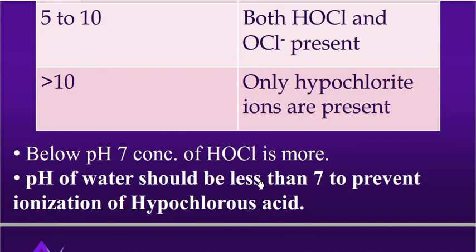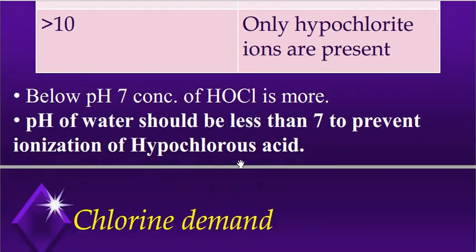The pH of water should be less than 7 to prevent ionization of hypochlorous acid. That means we have to prevent the dissociation of hypochlorous acid to maintain the effectiveness of the chlorination process.